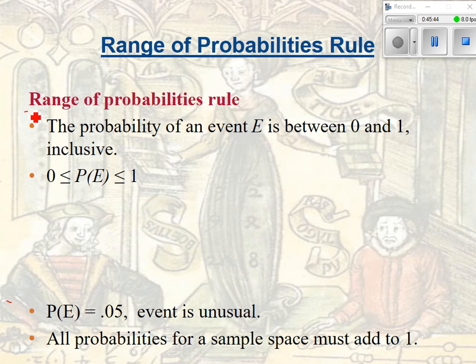Range of probabilities, we talked about this earlier, I guess it was on this PowerPoint. Probability of an event is always going to be between 0 and 1. If it's 0, the event never occurs. If it's 1, it always occurs.